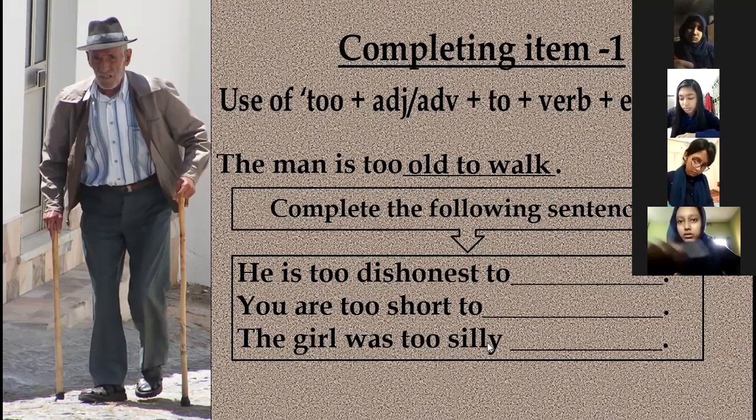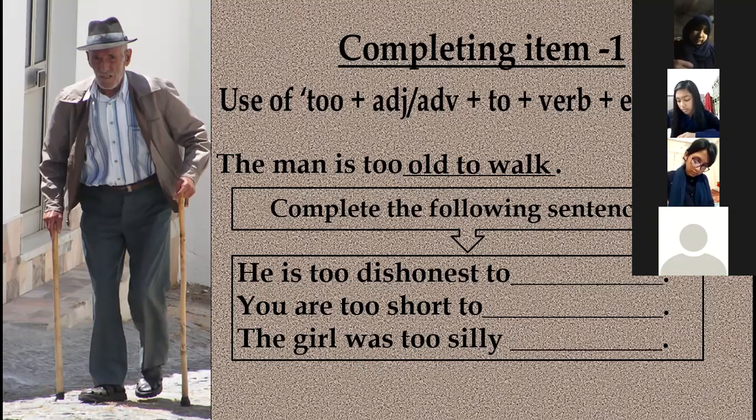The girl was trusted by anyone, right? Why should you use trusted there? After too, you must put the past form. Am I right? Yes, sir. He is too dishonest to be trusted by anyone. Yes, it's okay. No issues.